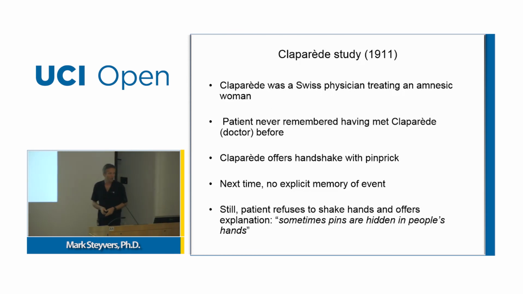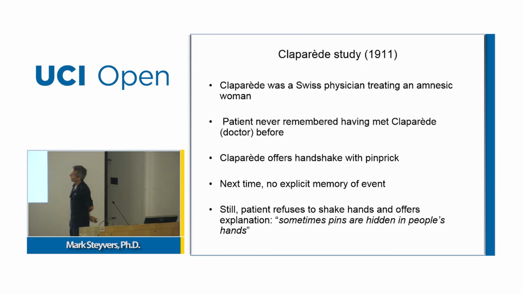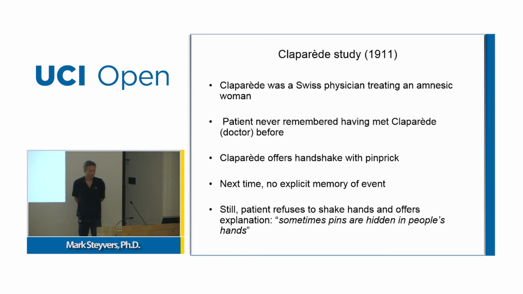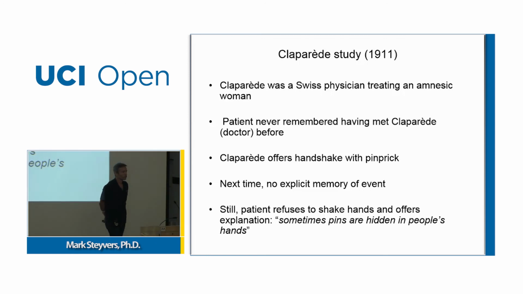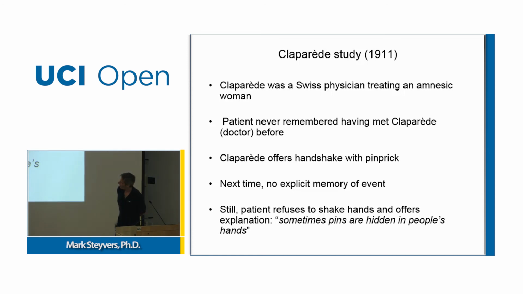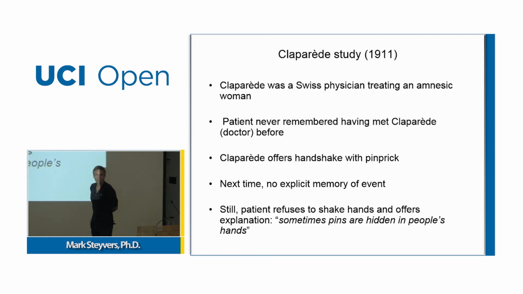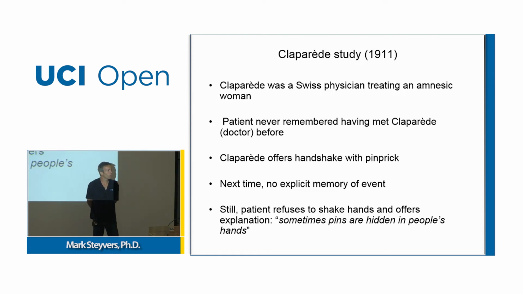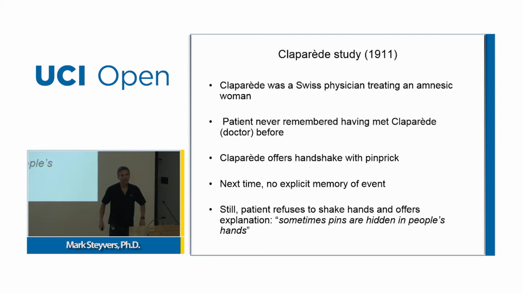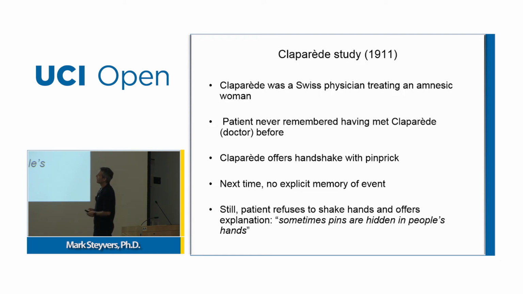Okay, here's another famous experiment that demonstrates implicit memories. This is from a Swiss physician, Claparede, who was treating an amnesic woman. I believe she was a Korsakoff patient, so a severe alcoholic. And Claparede was seeing this patient on a daily basis. But every time this patient came in, she didn't remember the doctor. And he was a little puzzled: does she really not remember me? What does she remember? Is there anything she can learn? So he offered his hand, and he was hiding a pin in his hand, and she shook his hand. It was a painful experience, a very unethical experiment. It was 1911. You could do a lot of things in those days.